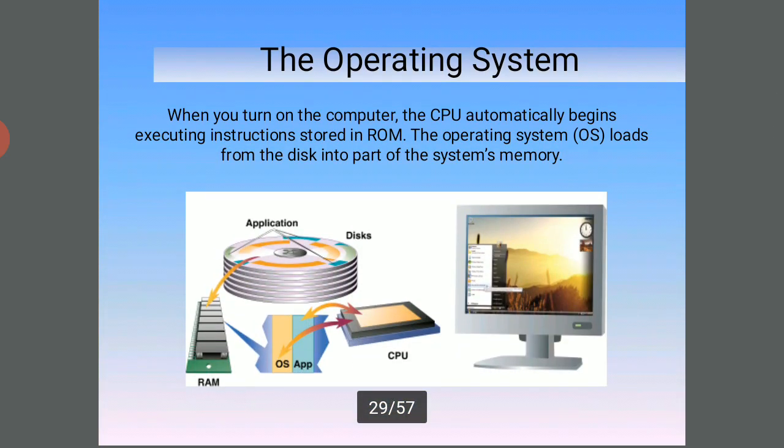And the operating system: when you turn on the computer, the central processing unit automatically begins executing instructions stored in the ROM, read-only memory. The operating system loads from the disk into part of the system's memory, the RAM, random access memory. So when the computer is turned on, it automatically begins executing the functions stored in the ROM.